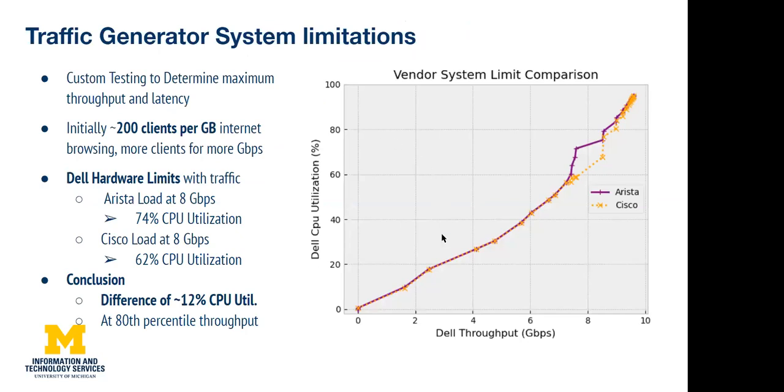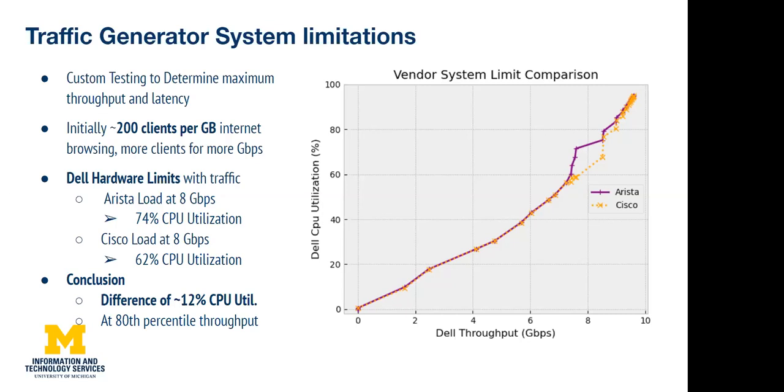And in this case, we have a graph which shows the throughput of a Dell with T-Rex installed on it, which kind of scales up the amount of clients per gigabyte so that we have a high amount of throughput traffic generated. And it's compared to the CPU utilization on the Dell, which is generating the traffic.